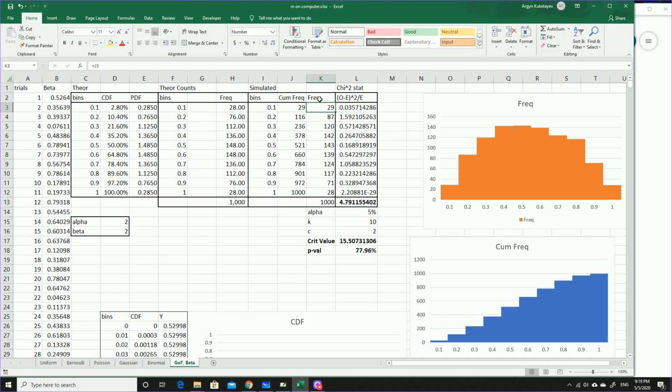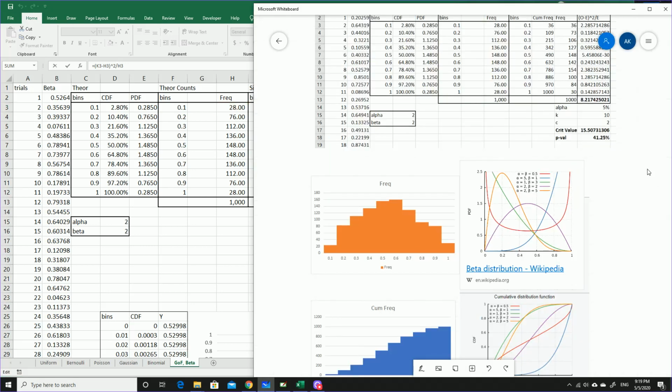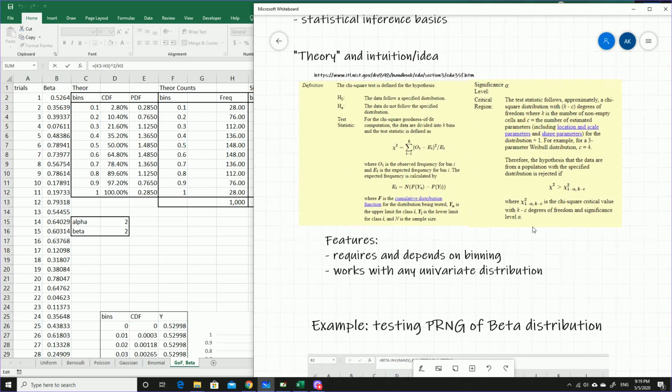It happened so that in this set of random numbers in column B, I had 29 observations in the first bin, while I was expecting 28. So in column L, I'm going to accumulate my test statistic. I take the deviation: I take 29 and subtract 28, so the deviation was 1. I square it and then divide it by the expected 28, just following the formula from the handbook.